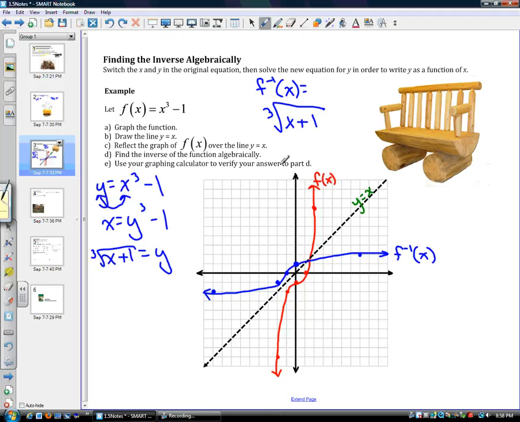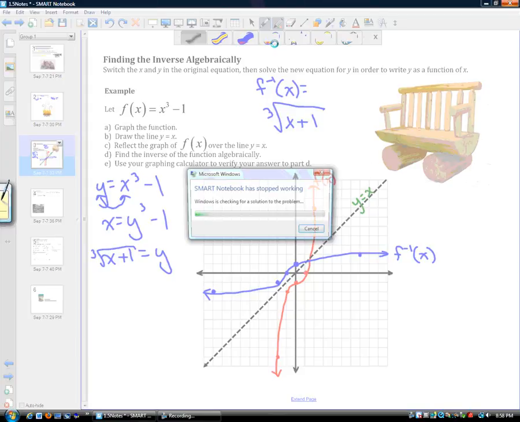Use your graphing calculator to verify your answer in part D. Well, I don't even need to use my graphing calculator because I know exactly what this function looks like. It's the cube root of x function, and it's shifted left 1. So my regular old cube root function would have been over 1 from all of those points. Here, I'll make it a rainbow color.